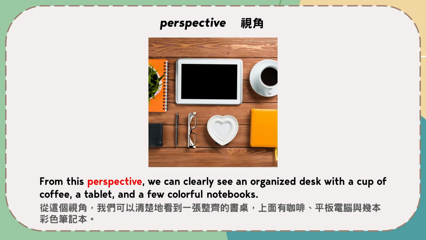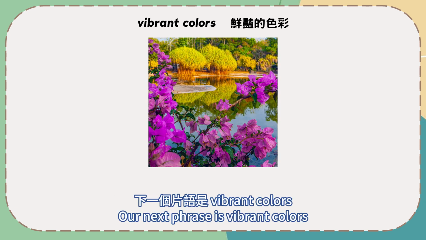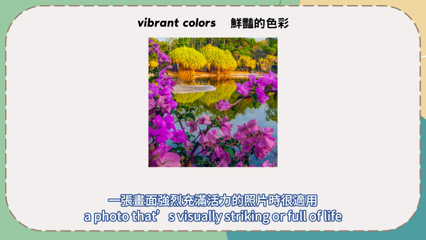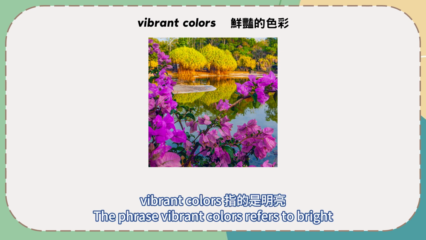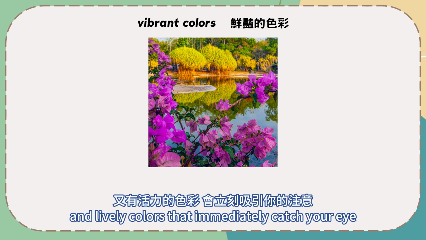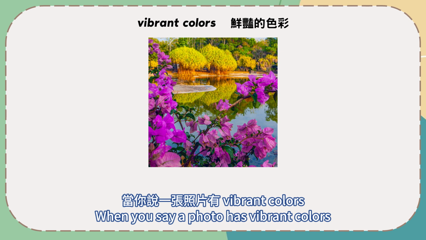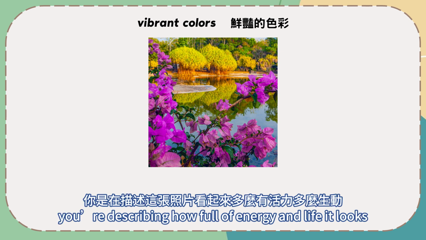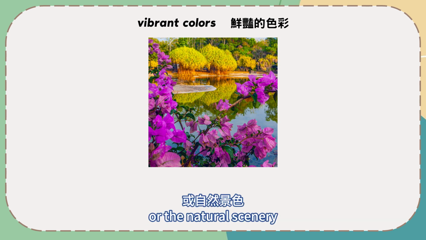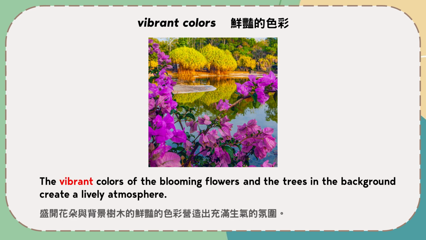Our next phrase is vibrant colors. This one is perfect when you are describing a photo that's visually striking and full of life. The phrase vibrant colors refers to bright, strong, and lively colors that immediately catch your eye. When you say a photo has vibrant colors, you're describing how full of energy and life it looks, maybe because of the sunlight, the clothing, or the natural scenery. The vibrant colors of the blooming flowers and the trees in the background create a lively atmosphere.